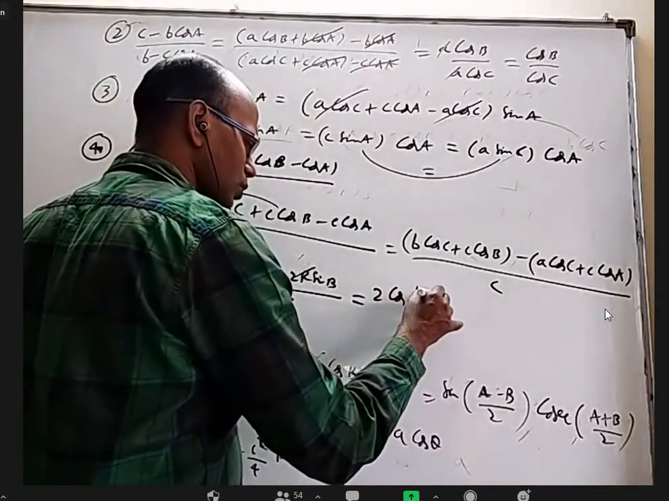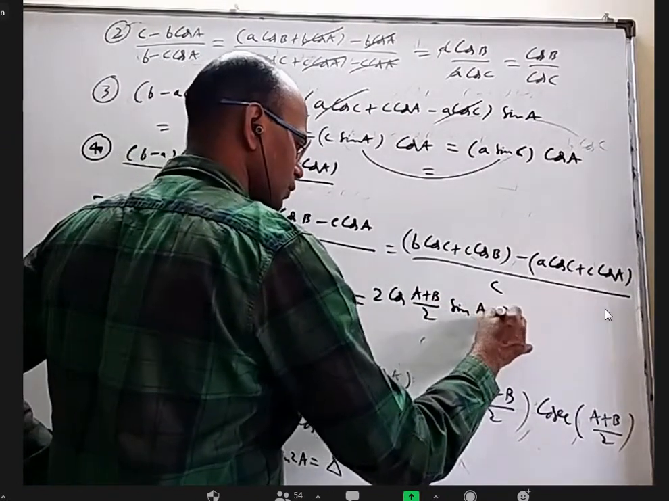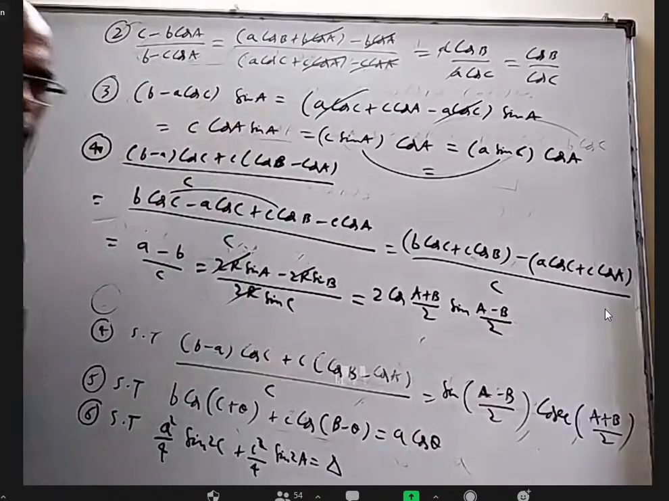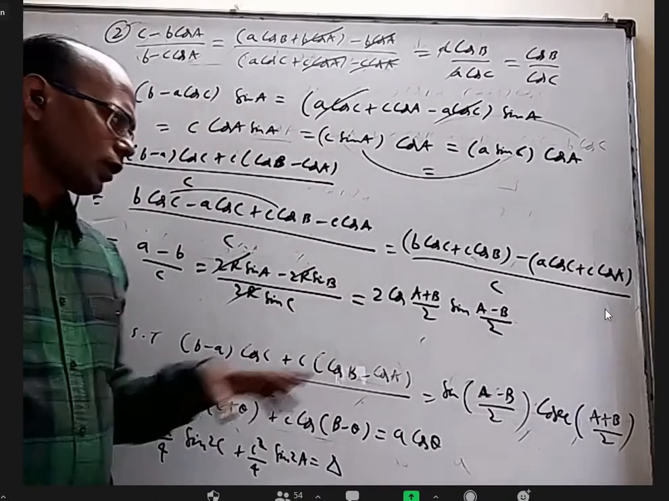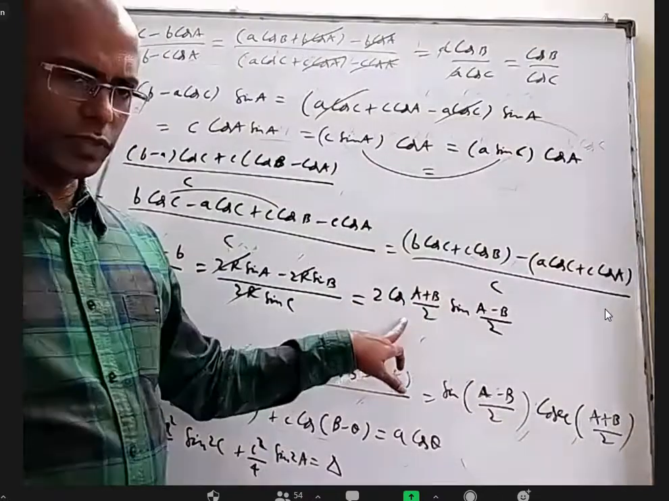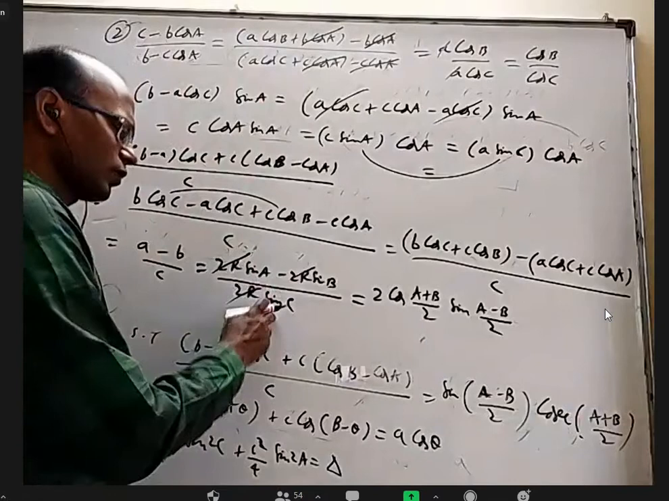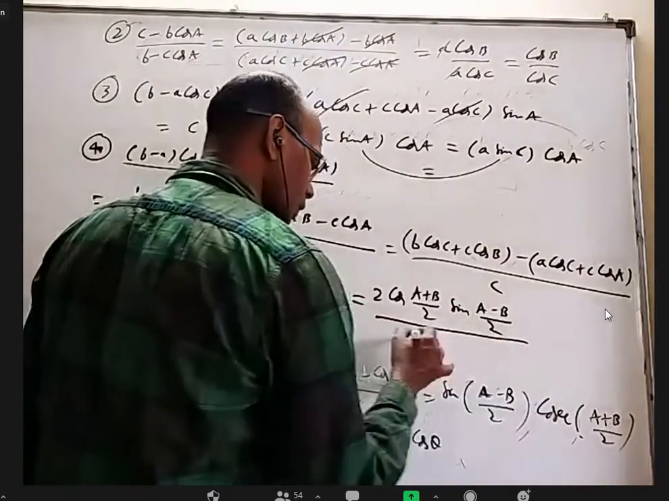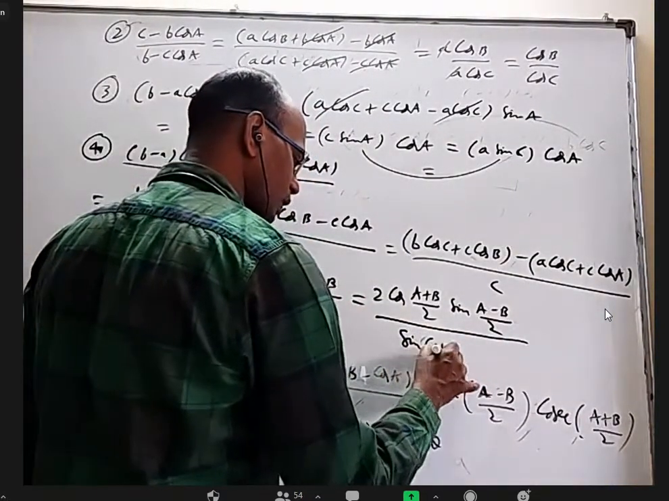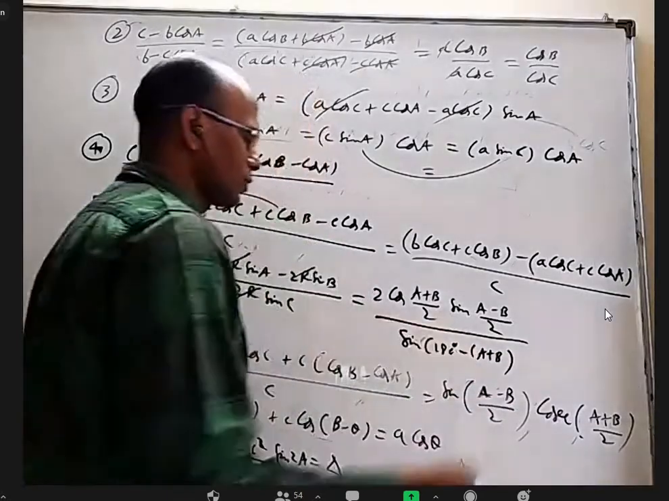Transformations: 2 cos (A plus B) by 2 sin (A minus B) by 2. I can write sin C as 2 sin C by 2 cos C by 2 and later on cancel one of them so that I'll get this, but I want A plus B by 2. So what I'm going to do, first of all, sin C, I'm going to write sin (180 degrees minus (A plus B)). So that looks like sin (A plus B).